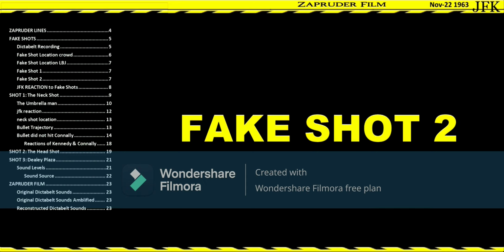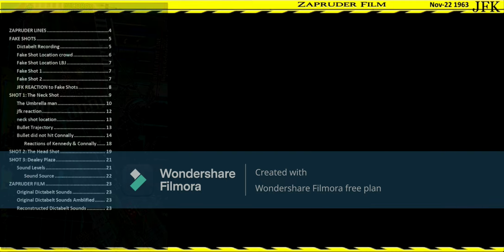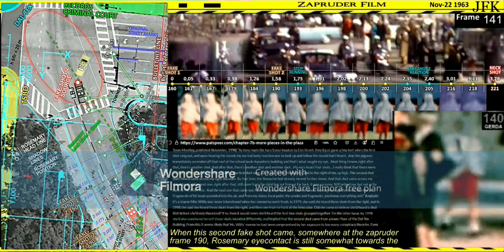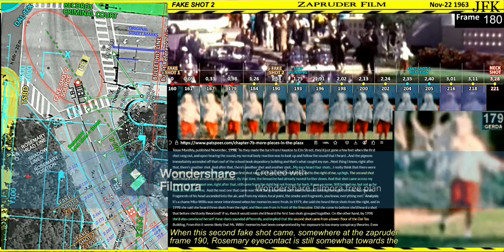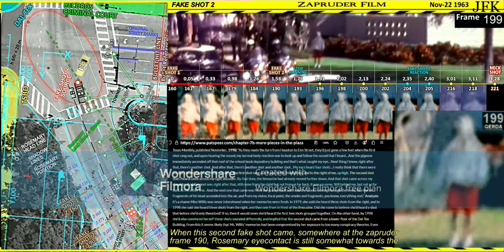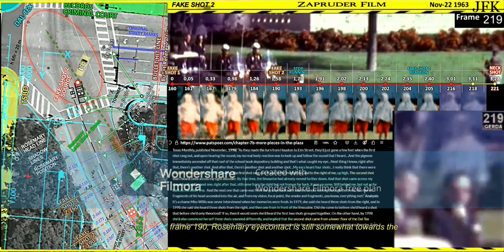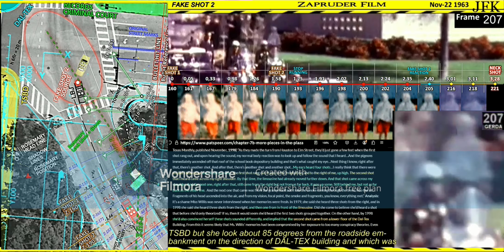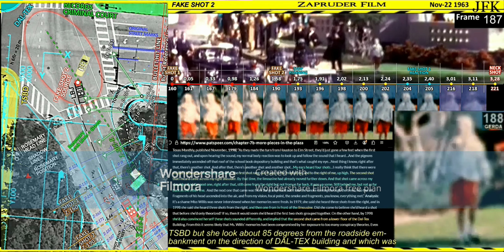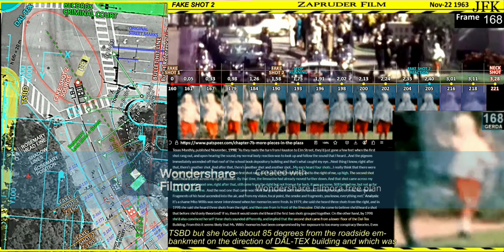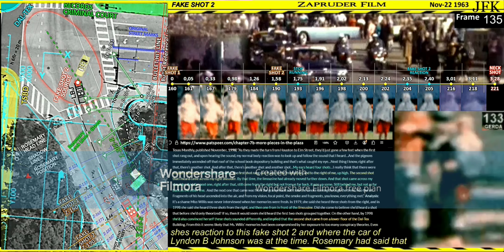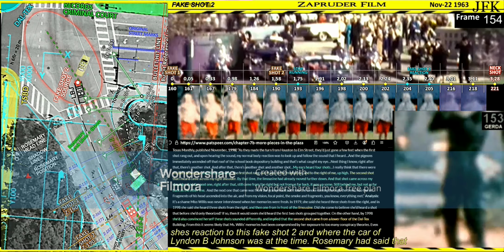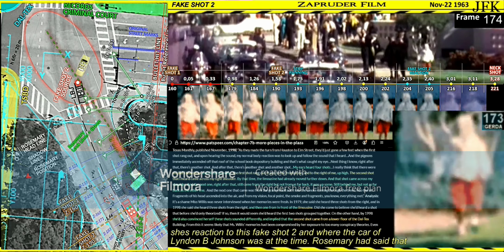Fake shot 2. When this second fake shot came, somewhere at Zapruder frame 190, Rosemary's eye contact is still somewhat towards the Texas School Book Depository, but she looks about 85 degrees from the roadside embankment in the direction of the Dal-Tex building, which was her reaction to this fake shot 2 and where the car of Lyndon B. Johnson was at the time.